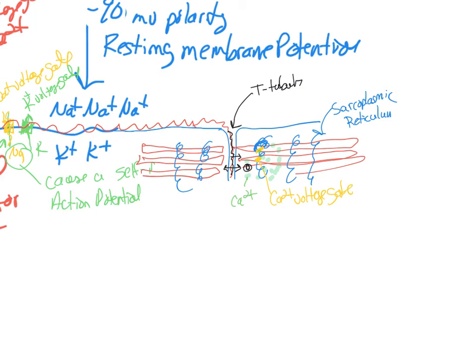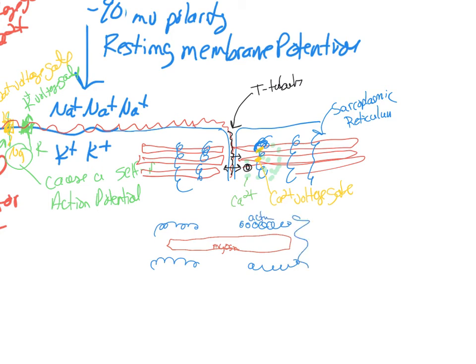Now with my sliding filament mechanism, I can draw right here my myosin, and then right here I can draw my actin. Okay, this is the Z disc, this is the Z disc. So this whole thing is a sarcomere. And then the calcium is basically going to start coming down here, and it's going towards the troponin.